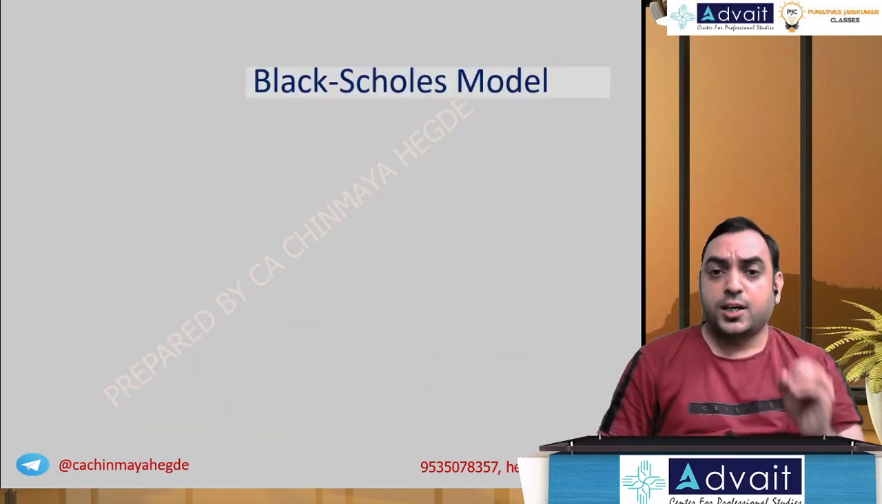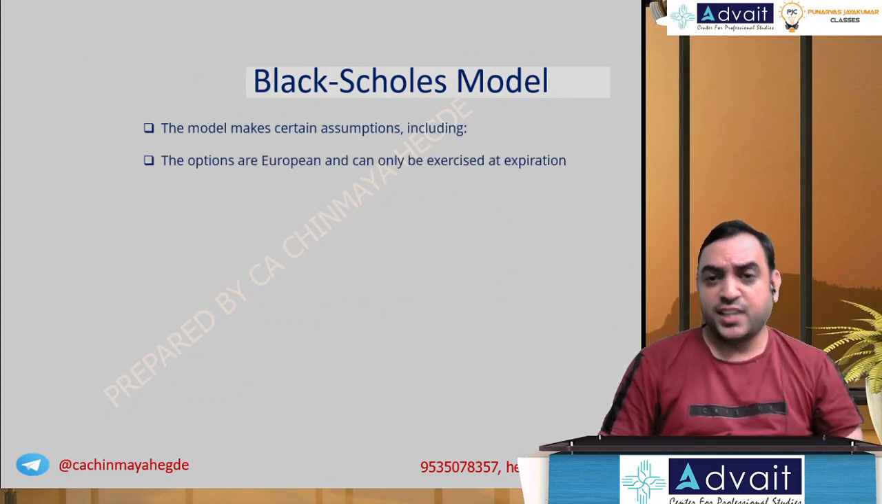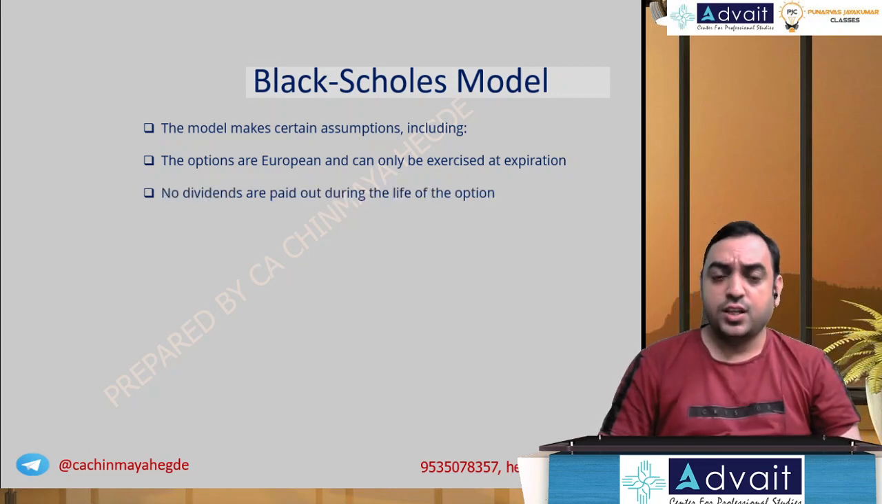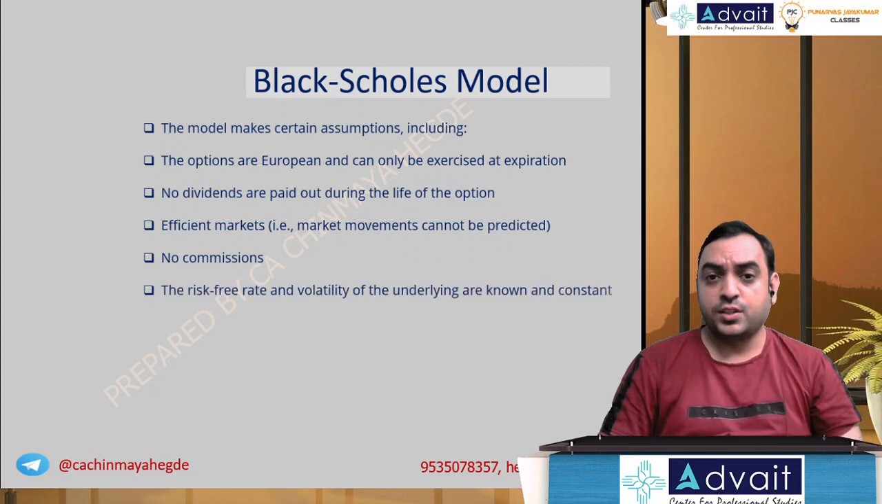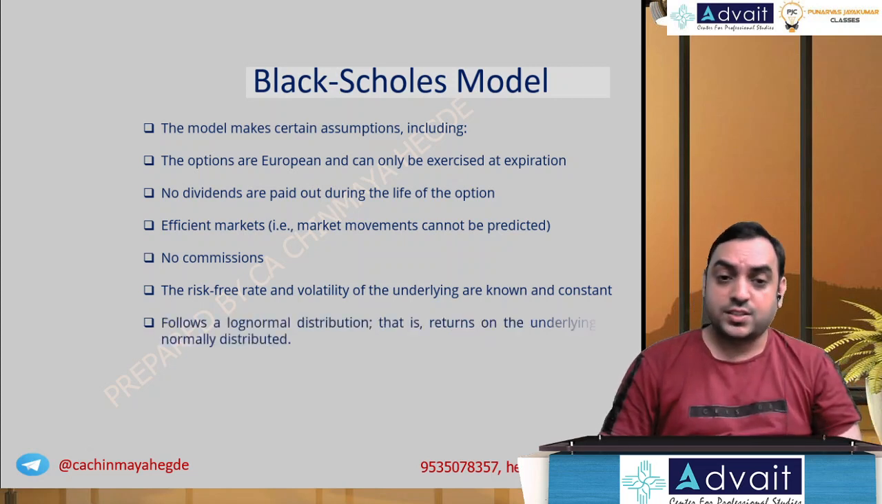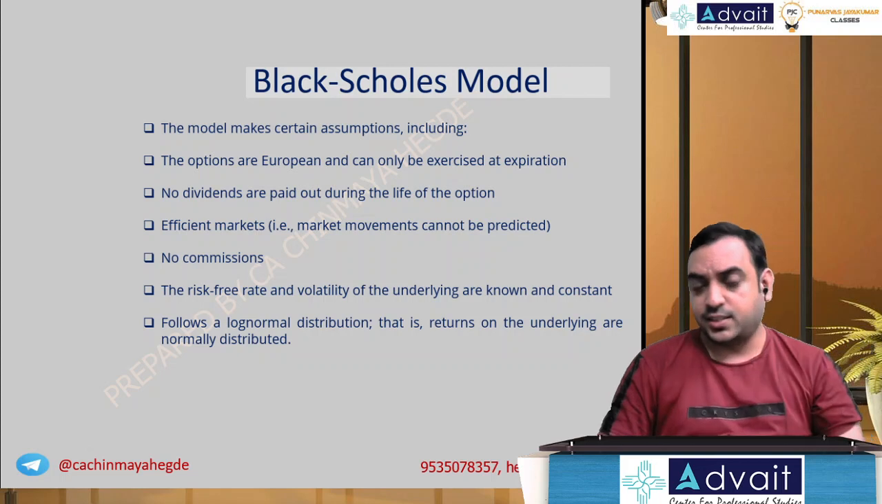Okay, Black-Scholes model. It has some assumptions. It is European, exercised only on expiry, normal assumption. No dividends are paid, efficient market, everybody is aware of all the information, no commission, no brokerage, no transaction charges, risk-free rate and volatility, that is standard deviation, are constant. It follows log normal distribution, that is a statistical model based calculation.